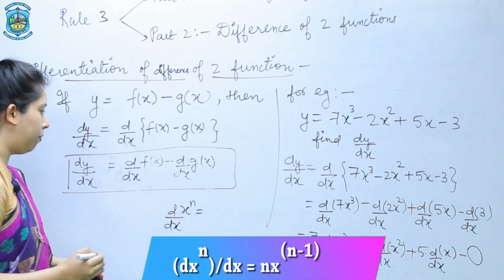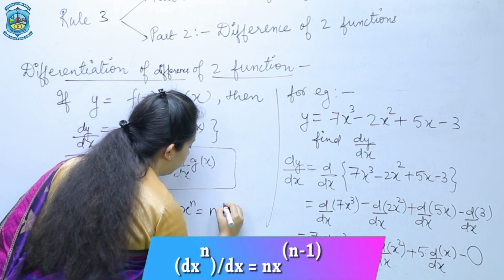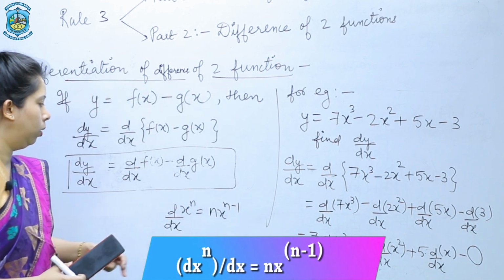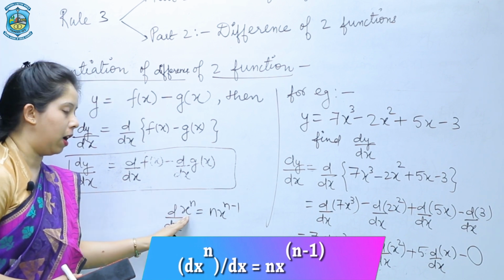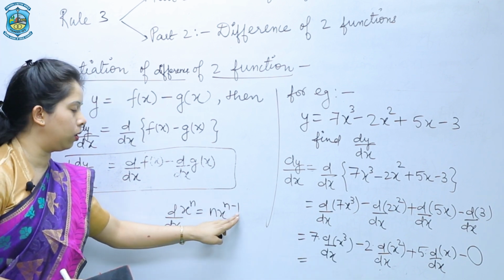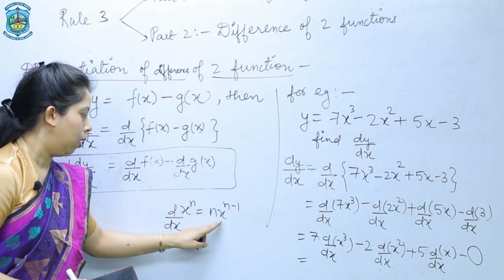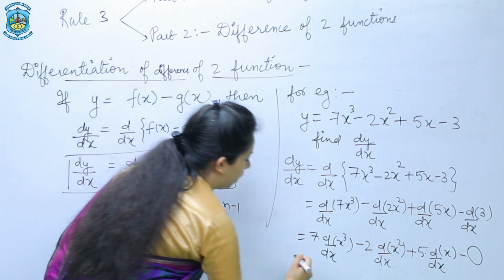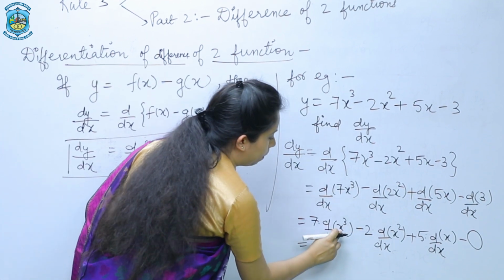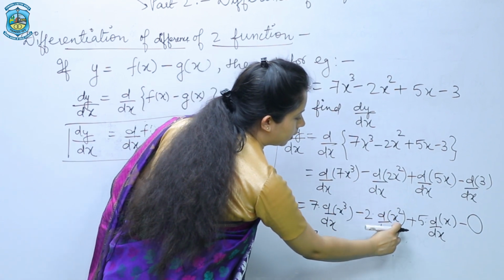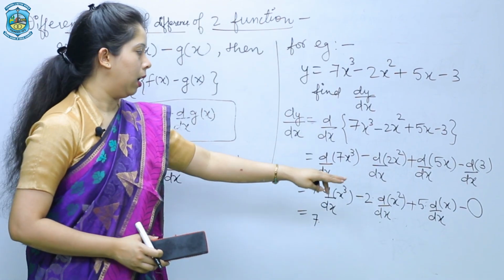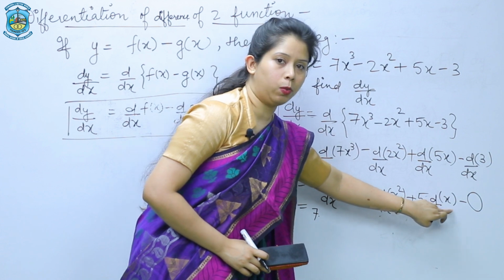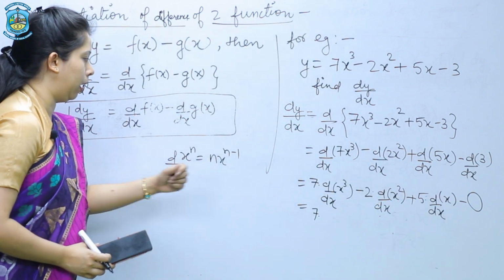We will use this formula of differentiation for the rest of the terms and get the value. So the value of this function is n into x raised to the power n minus 1. This is the value of the differentiation. So here the power of n is 3, in the second term the power of n is 2, and in the third term the power of n is 1.